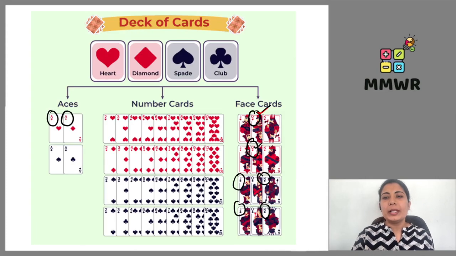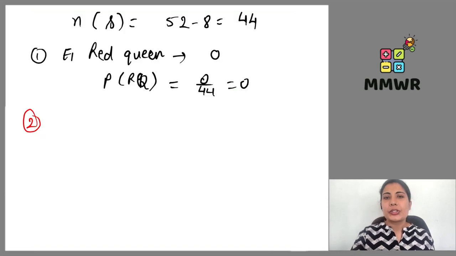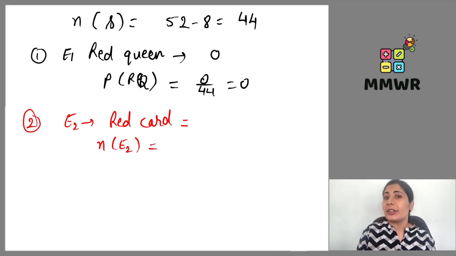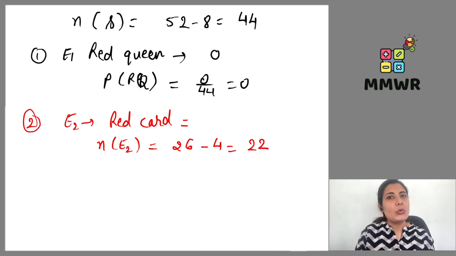Look here. So 1, 2, 3, 4. These 4 red color cards have been removed. Now how many red color cards are there out of 26? So the second event is red cards. So how many red cards do we have? The number of favorable cards is a total of 26, but out of that we have removed 4 red color cards, so we remain with 22 cards.